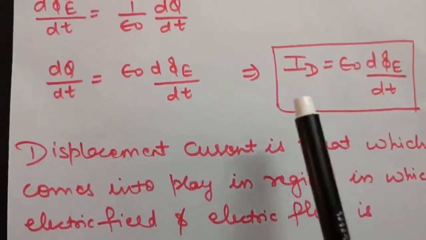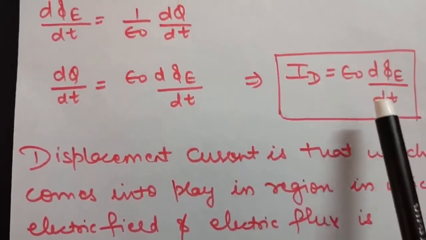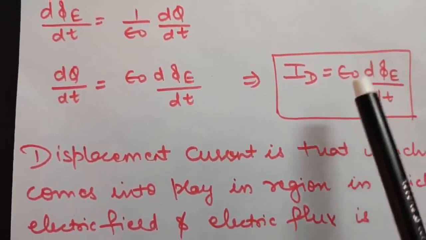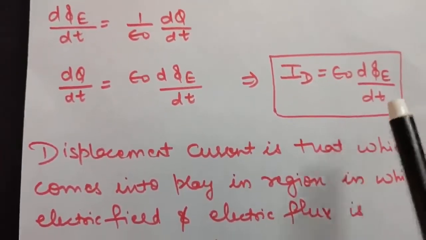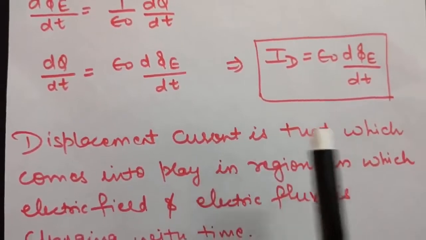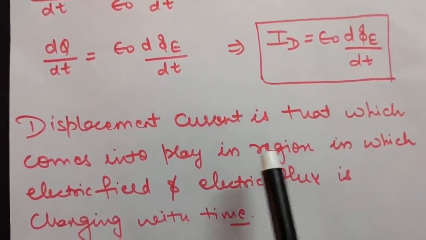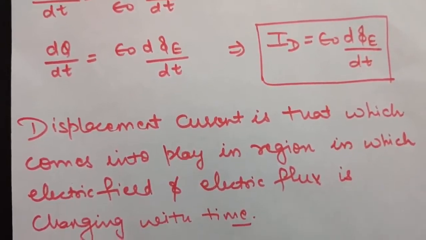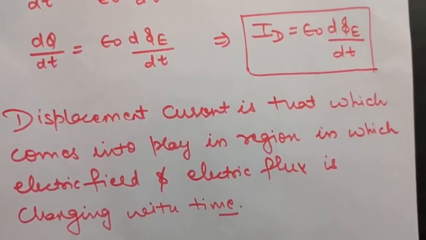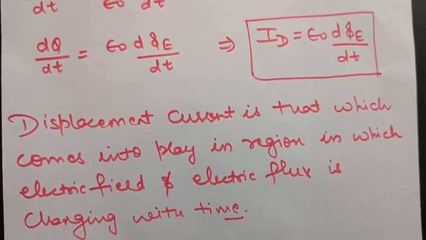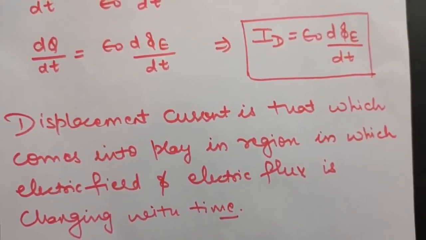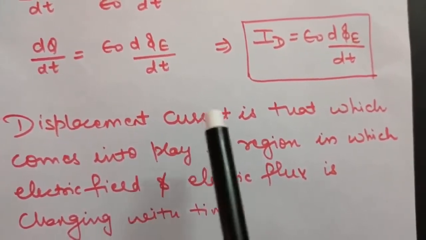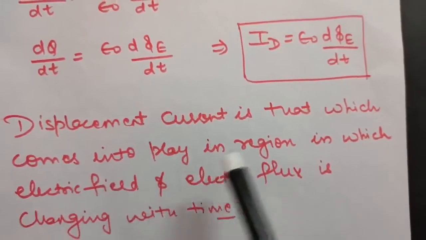So now as you can see, displacement current is directly proportional to the change of electric flux with respect to time. So displacement current is that which comes into play in a region in which electric field and electric flux are changing with time. So if you are charging a capacitor by a time varying current, then displacement current is a necessary term there.